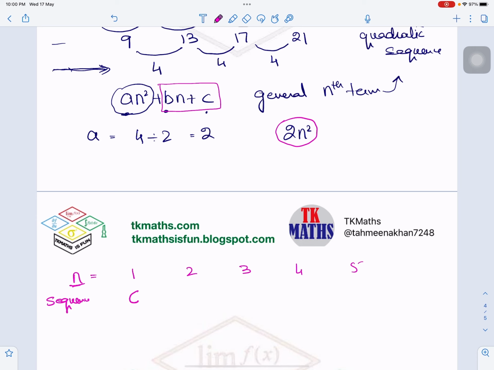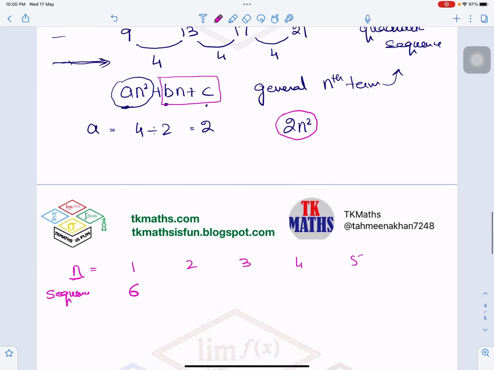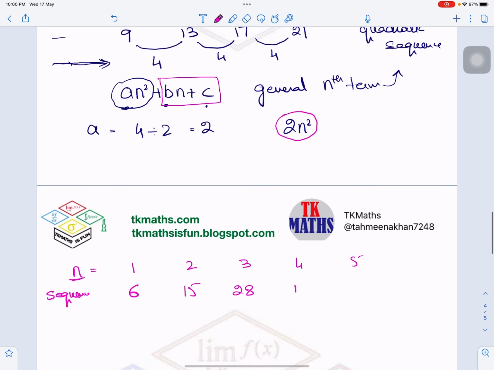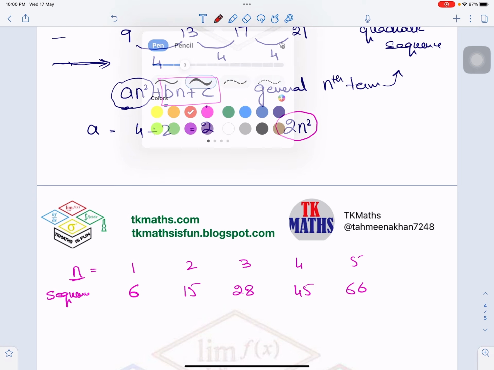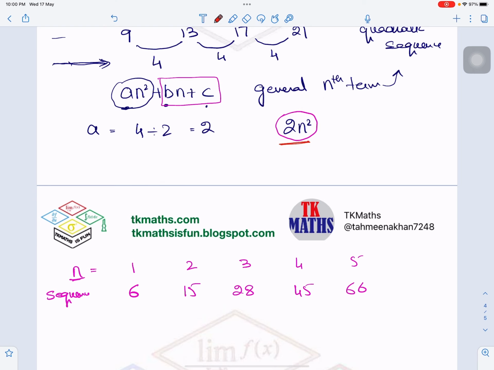So let me write here 6, 15, 28, which is given to us in the question, right? 45 and 66. Now from this sequence, you have to subtract numbers. Now how do you get those numbers? So this 2n square will help you to find it out.